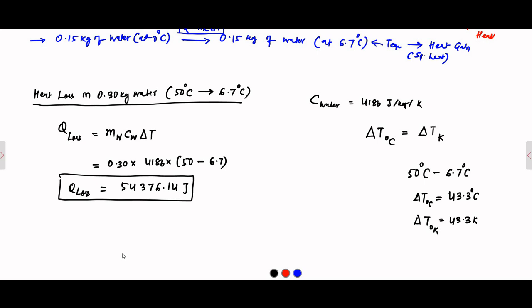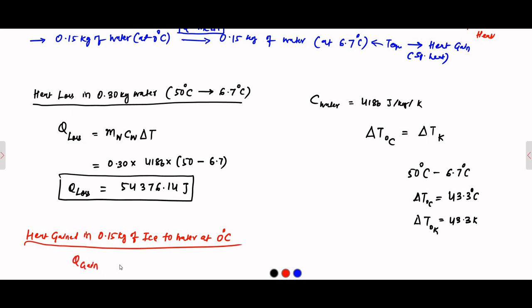Then is the heat gained to convert 0.15 kg of ice to water at 0 degrees Celsius. That is the concept of latent heat. So heat gain is equal to the mass of ice into latent heat of fusion. So this we have to calculate, the latent heat of fusion. The mass of ice is 0.15 kg, so it is 0.15 into latent heat of fusion. Only we'll keep it as it is. This is the first point.